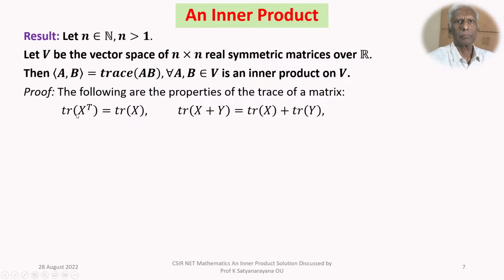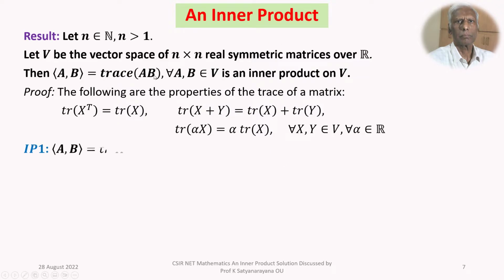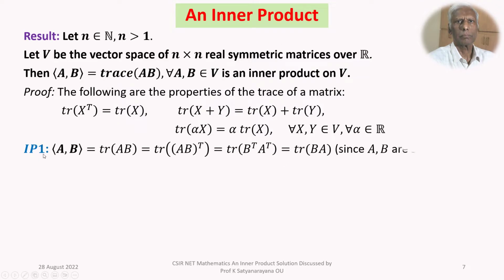Trace of a matrix X transpose is equal to trace of X. Trace of the sum X plus Y is equal to trace of X plus trace of Y. And the trace of alpha times X, where alpha is a scalar, is equal to alpha times trace of X. And this is true for all matrices X, Y belonging to V, for all alpha belonging to R. Agreed. We verify the first property, IP1.